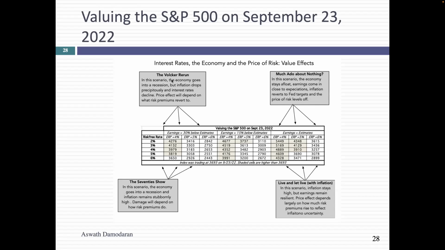I'm using 30% below estimates, which means that there are very few ways you get back to where we are. You'd have to have risk premiums drop at the same time, but you can see that under a Volcker scenario, it's going to be much, much more difficult to get to where we are in the market. There's a third scenario, which is even more damaging than the Volcker scenario. I'm going to call this the 70s show. Next time you hear the word pivot, I want you to think the 70s show.